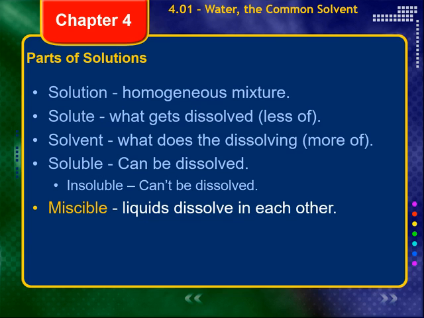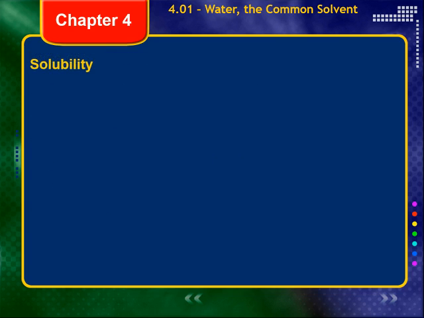Soluble means it can be dissolved. If something is said to be soluble, it means it will dissolve in water. If something is said to be insoluble, it means that it can't be dissolved. We also have the word miscible. Miscible is liquids that dissolve in each other. Okay, moving on to solubility.